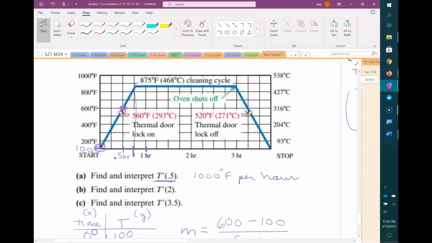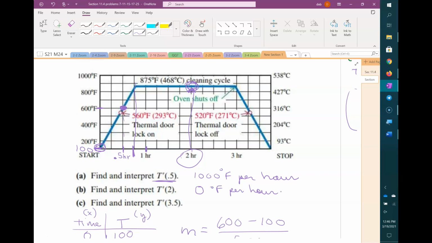Okay, then it says find and interpret T prime of 2. So now we're at time 2. We come look up here at what's happening on the graph. Well, once the oven gets hot, it stays hot for a couple of hours to cook everything off of the surfaces. So the temperature is not changing. If something's not changing, its rate of change is 0. It's changing 0 degrees per hour for all times between 3/4 and 3 hours. It's not changing.